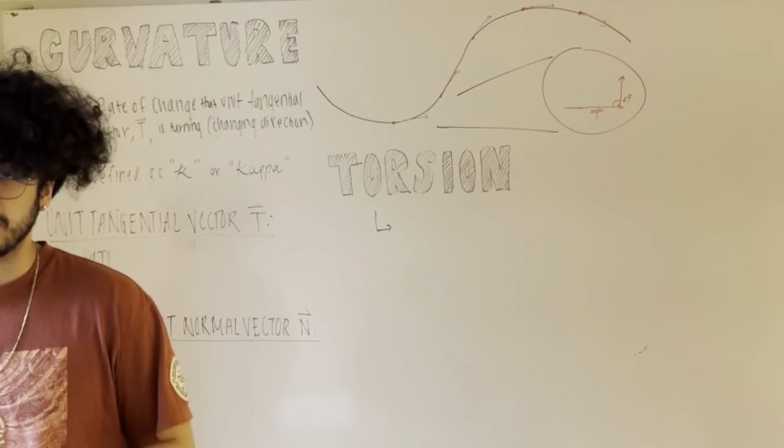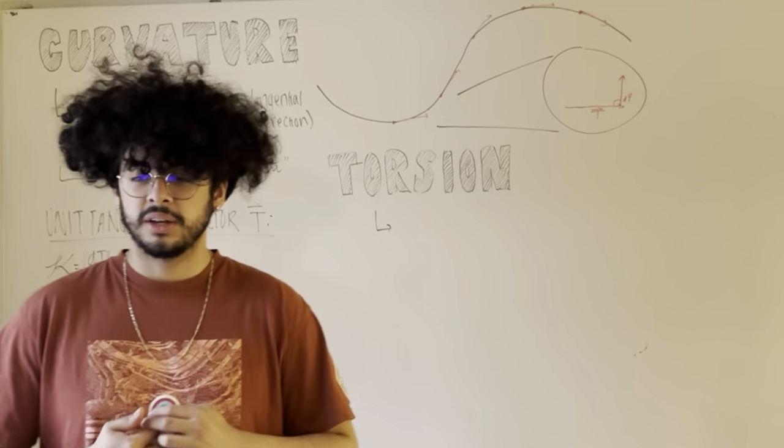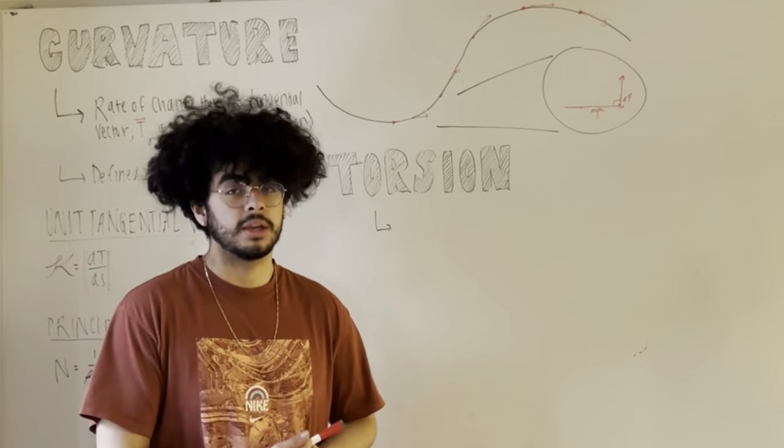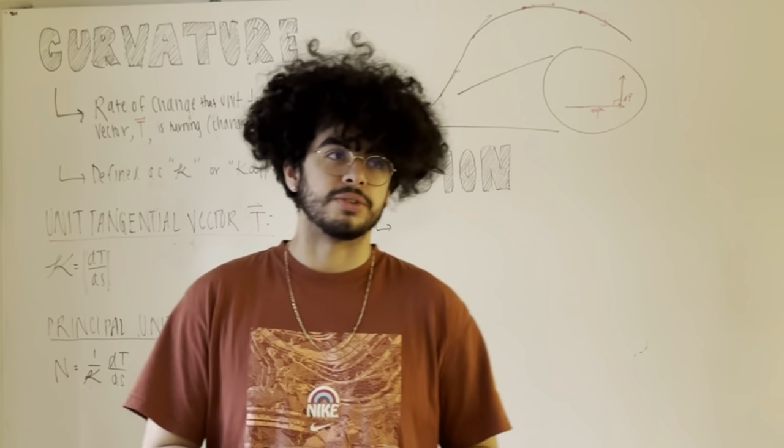Great answer. K is not necessarily constant everywhere on a curve, but the greater the value of the curvature K, the more curvy the curve is going to look, and so the more the unit tangent vector is turning.